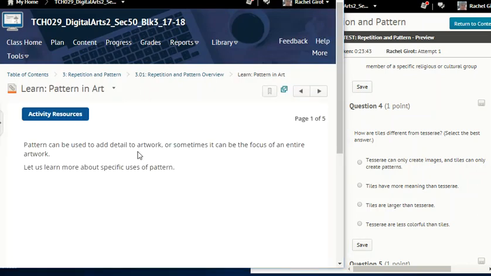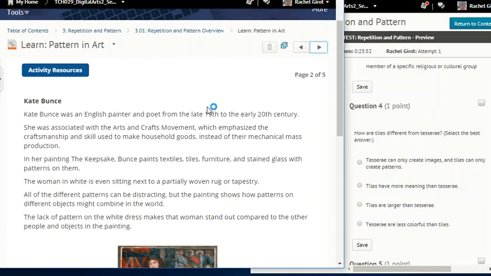Pattern can be used to add detail to artwork, or sometimes it can be the focus of an entire artwork. Let us learn more about specific uses of pattern.